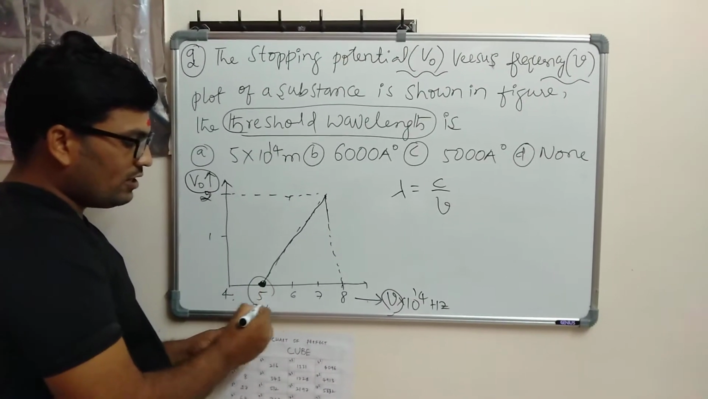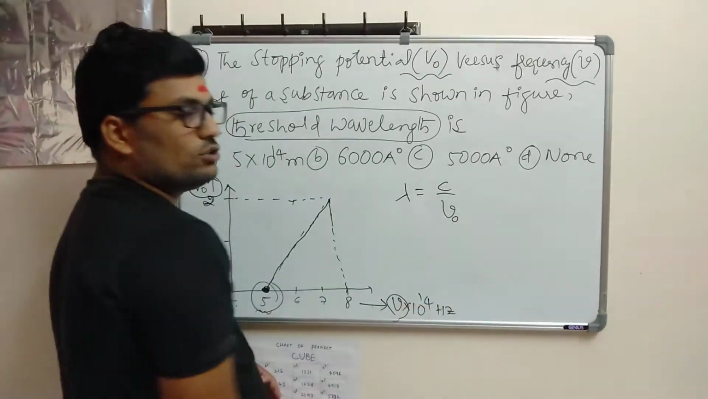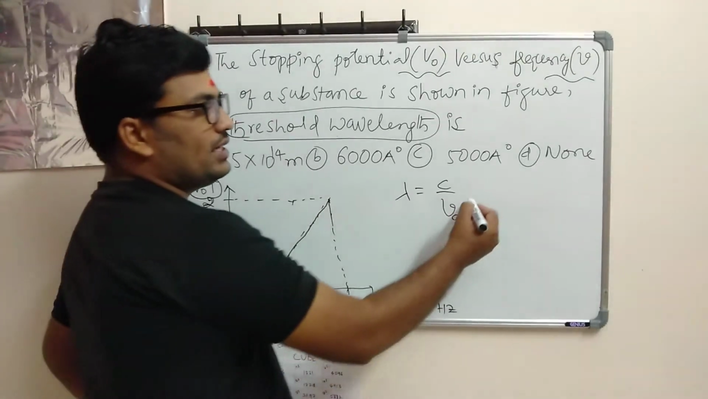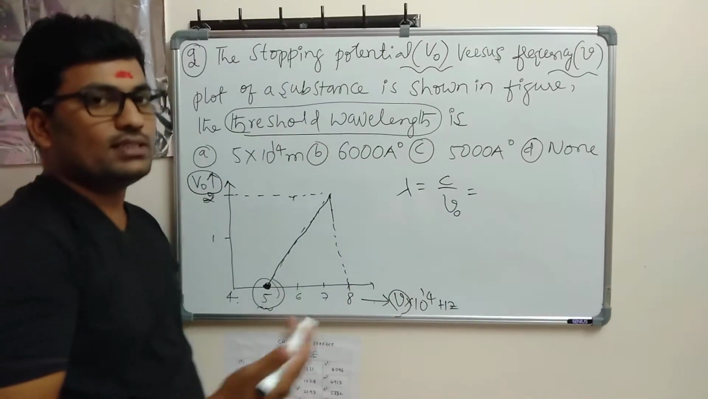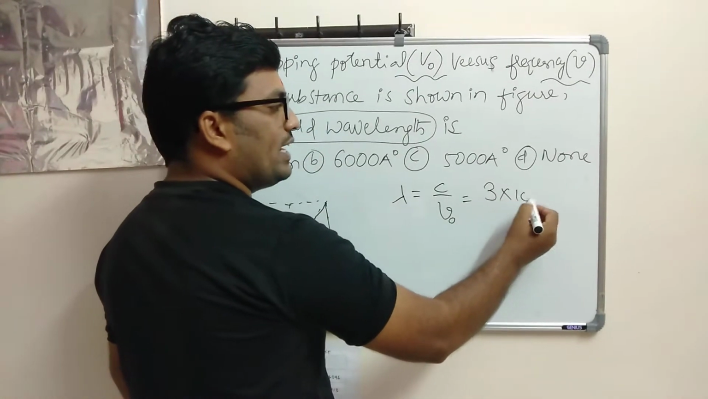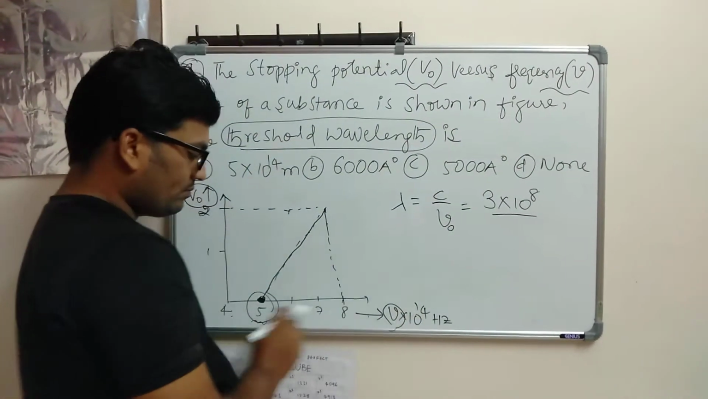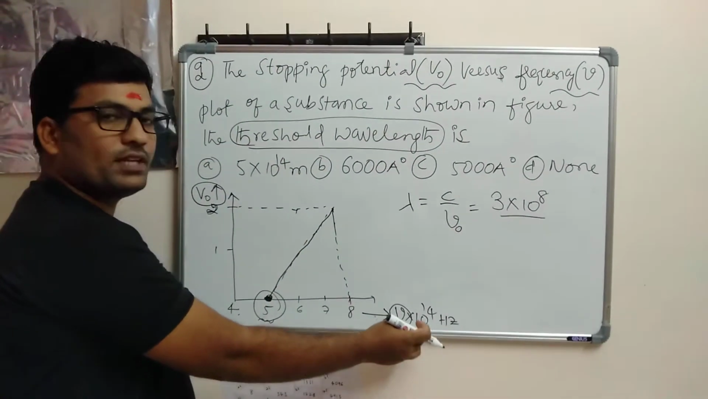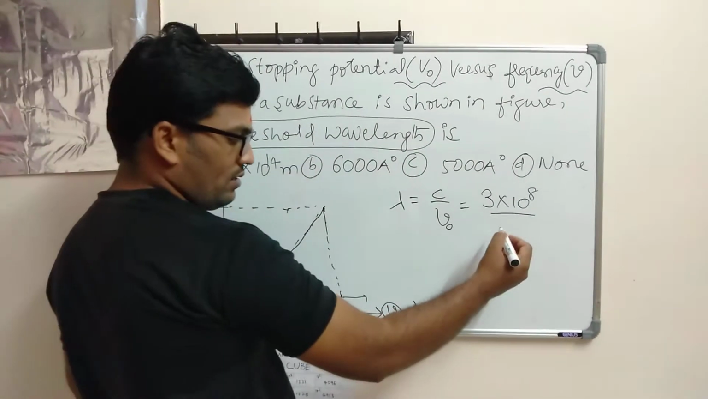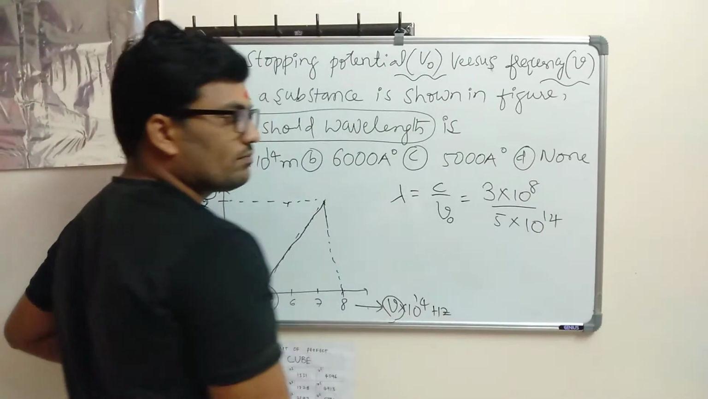So this would be your minimum frequency, which I am taking as the threshold frequency. Now you already know c is the light velocity. Light velocity is how much? 3 into 10 power 8 meter per second, and frequency is how much here? 5, but it is a multiple of 10 power 14. So I am writing 5 into 10 power 14.